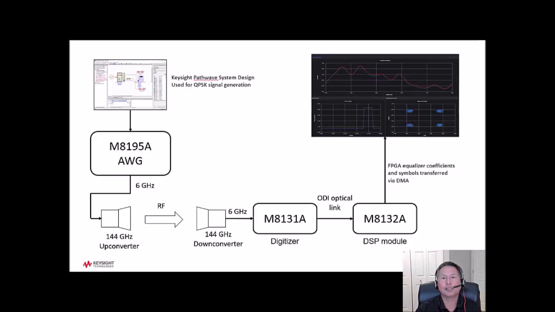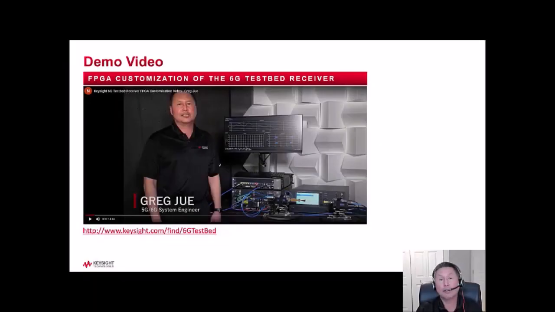The transmit waveform is then downconverted back down to an IF of 6 GHz with a VDI downconverter, and then digitized with an M8131A digitizer. The digitized waveform data is then sent over an optical connection to the M8132A DSP processing module. The M8132A has two FPGAs, and the channel equalizer is implemented in both FPGAs. The equalizer results are then sent to a host PC and displayed using Keysight's test automation software. And now I'd like to show you a brief OTA demo of the testbed receiver FPGA customization.